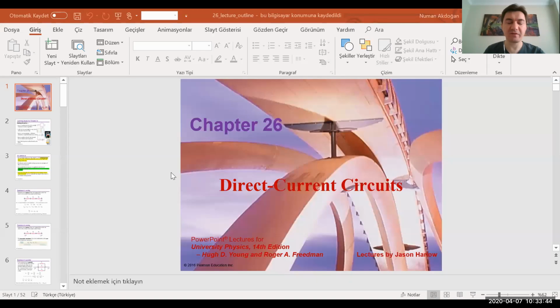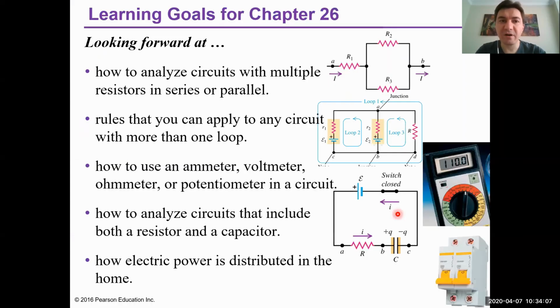Today we will start with a new topic, which is direct current circuits. First of all, we will talk about multiple resistors and how to get equivalent resistance.